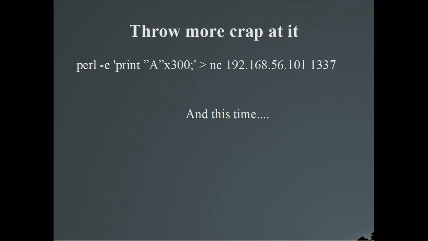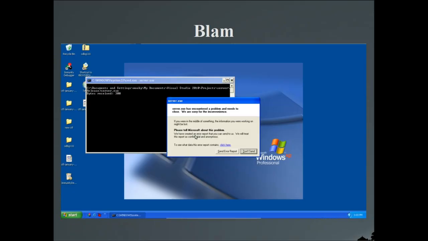What happens if we throw 300 at it? All of a sudden, this time, who's not seen that box? All right, everybody, so you know what Windows looks like when it crashes. We crashed it. And the interesting thing is it says it received 300. It did not say how many it sent back. It didn't do anything. Okay, cool.